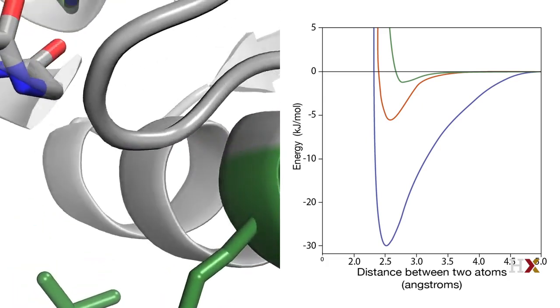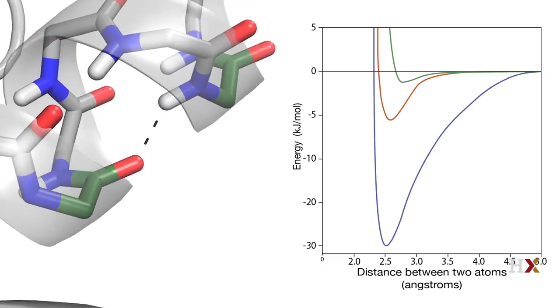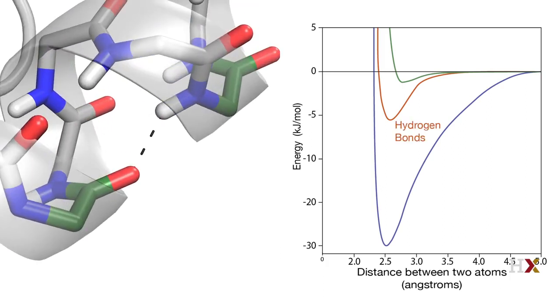Finally, hydrogen bonds are 2 to 5 times stronger than van der Waals interactions, but they only occur between polar groups with permanent dipoles. And one of these polar groups is acting as a hydrogen bond donor, and the other one is a hydrogen acceptor. Here you can see a hydrogen bond within the backbone of a protein within an alpha helix.